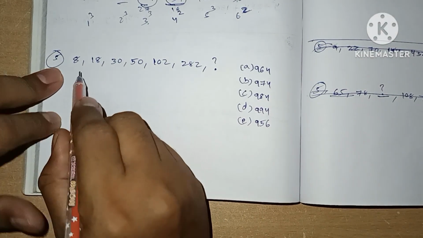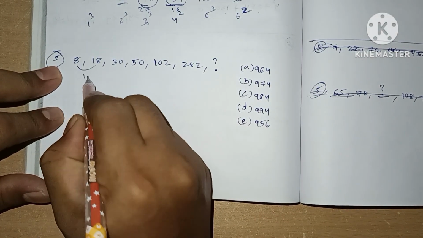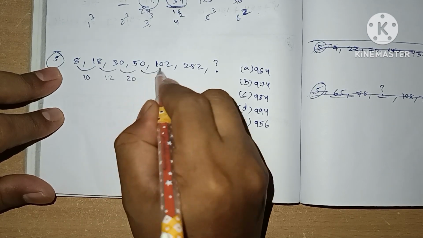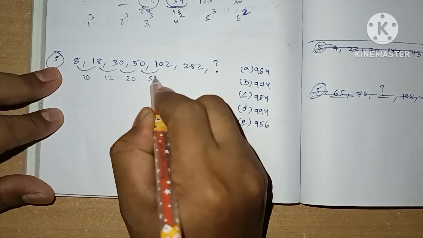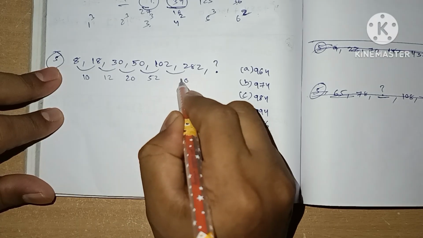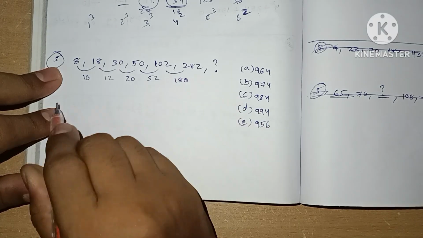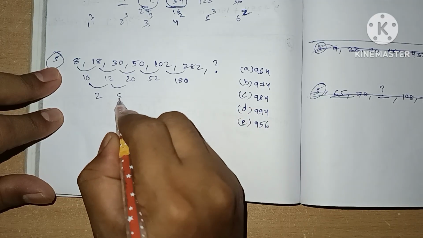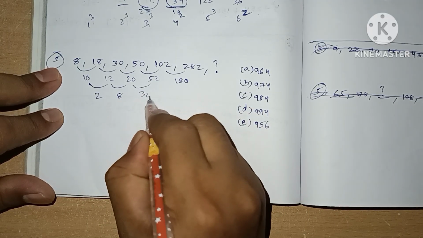Question number 5. Here we see the difference of 10. Here the difference of 12. Here the difference is 20. Here the difference is 52. Let's see the double differences. Here the difference is 2. Here the difference is 8. Here the difference is 32.